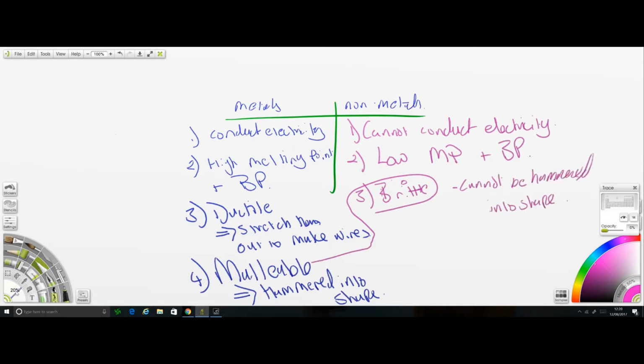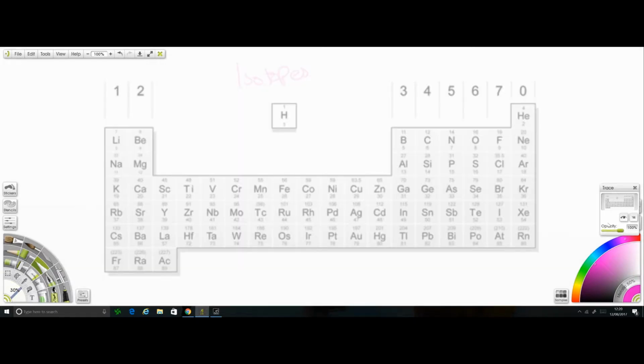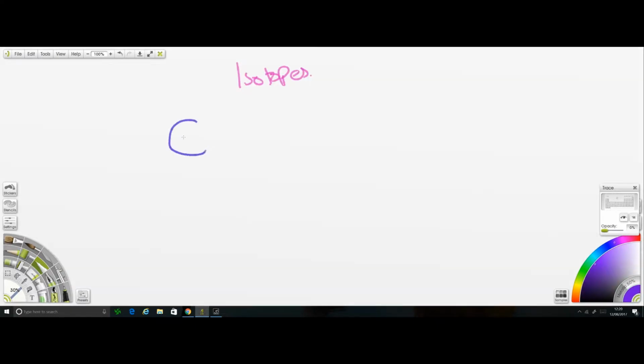So the next topic is isotopes. Now, in order to understand what isotopes are, we need to look back at the periodic table. If we take carbon as our example, right, if you look at the top number it's 12, and if you look at the bottom number it's 6. So I'm going to write carbon 12 at the top and 6 at the bottom.